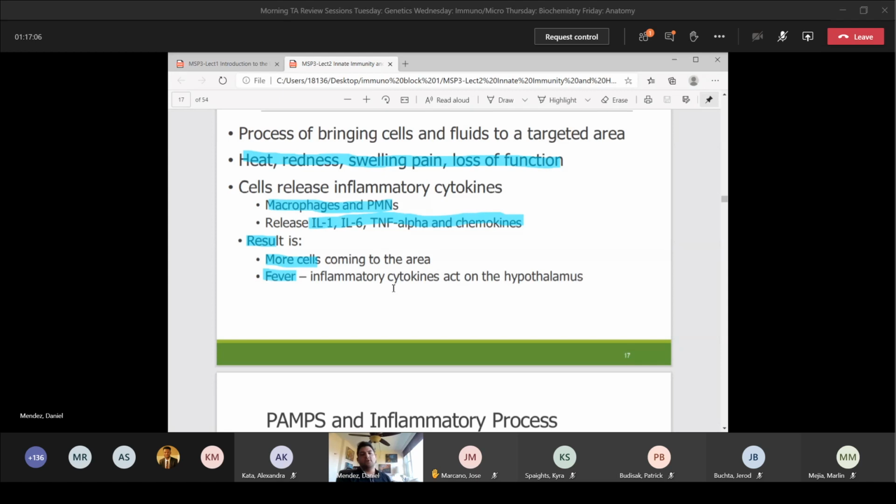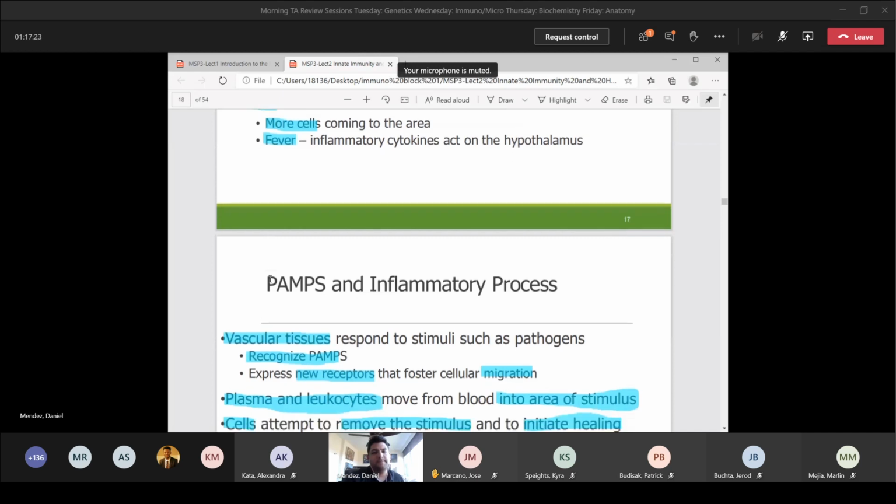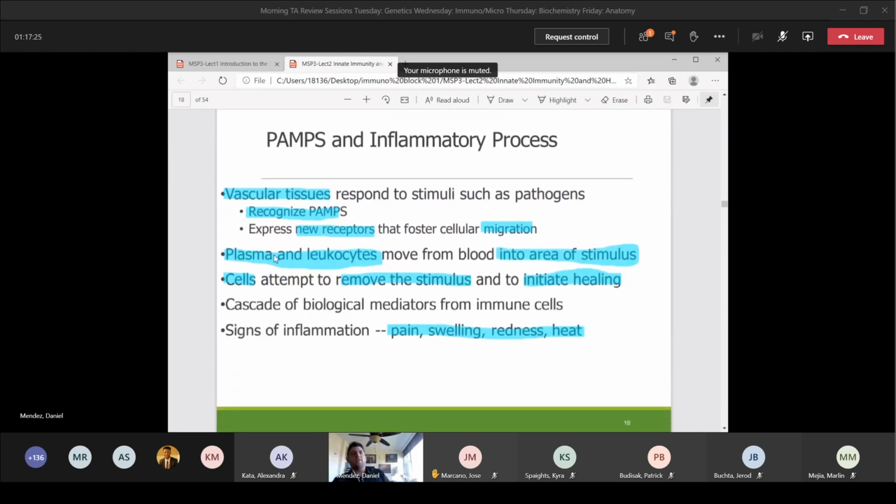The fever is just a result of the cytokines acting on the hypothalamus. You'll get into this a lot more, including which cytokine specifically increases the body temperature, but it is a feedback mechanism to help fight whatever organism or antigen we're seeing. So the way the vascular tissue responds, we recognize those PAMPs, and then we have cell migration. We move those PMNs or any plasma cell, which is just a differentiated B cell, into the area of the stimulus, so we can get rid of the antigen and start the healing process.